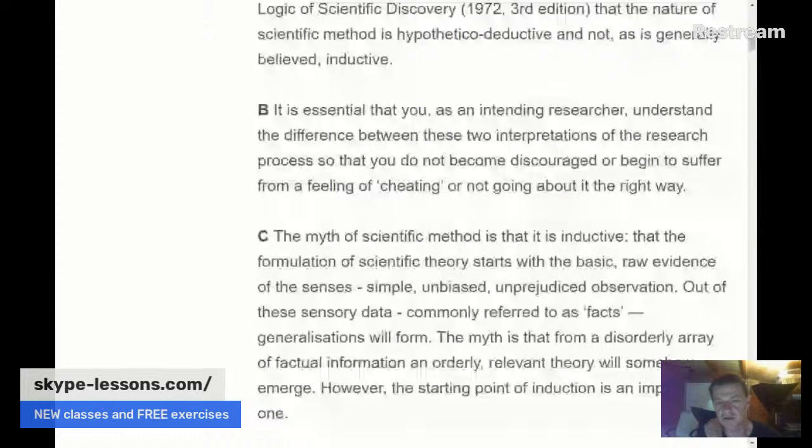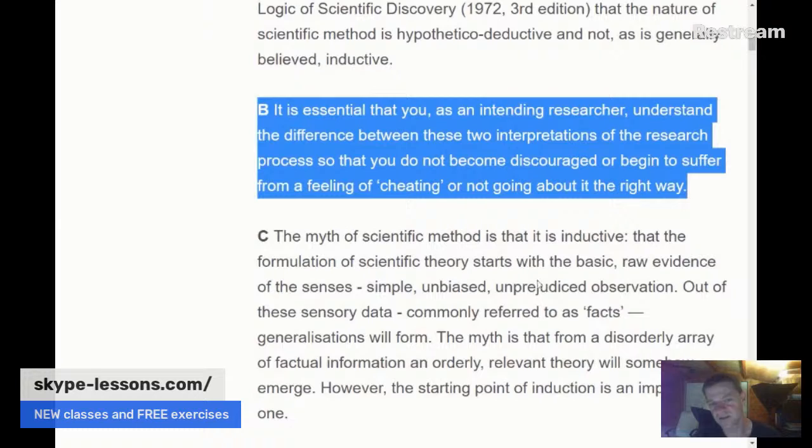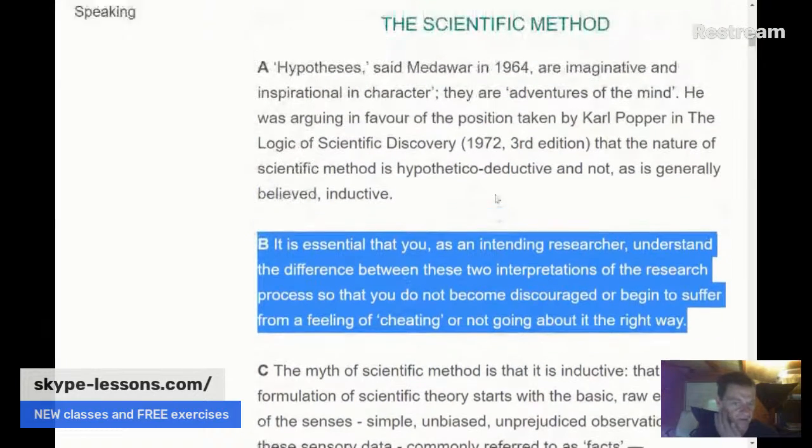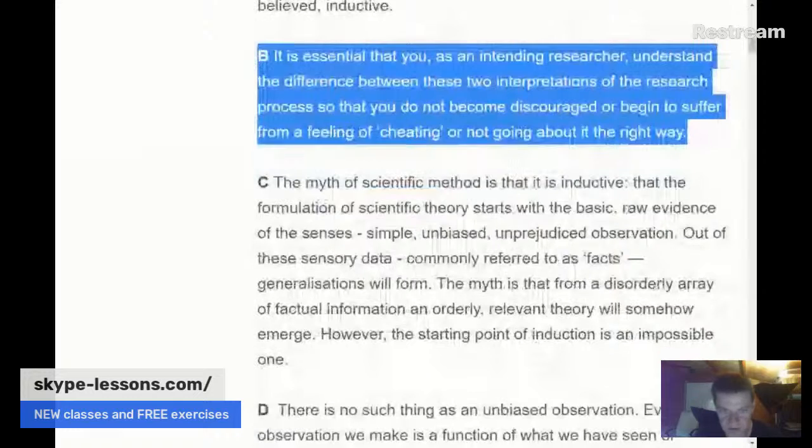Okay, B: it is essential that you, as an intending researcher, understand the difference between these two interpretations of the research process so that you do not become discouraged or begin to suffer from a feeling of cheating or not going about it the right way. Now, this is a very important paragraph because this is really the writer's aim, yeah? And it will certainly come in handy later in one of the later questions.